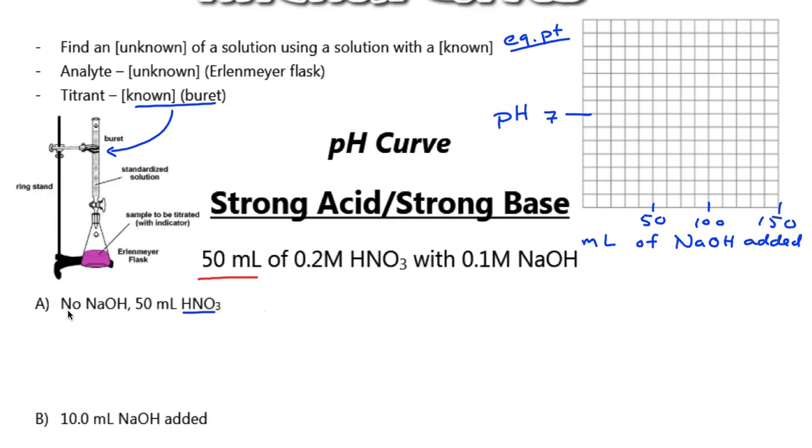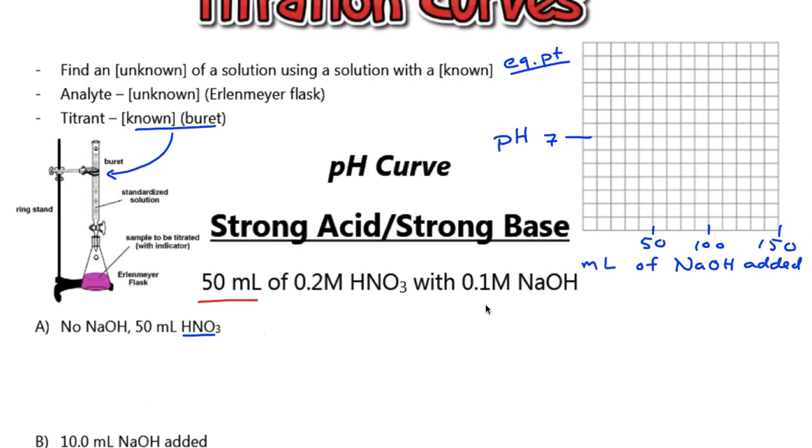So we're going to act like, well, let's take a look actually. Letter A, I wrote no NaOH in 50 mL of HNO3. Okay, so which one do you think is in the Erlenmeyer flask? Well, because there's no NaOH yet, it would make sense that the NaOH is in the burette. So I'm starting, this is my beginning point, with an Erlenmeyer flask that has 50 mL of my acid, okay? So I haven't added anything yet.